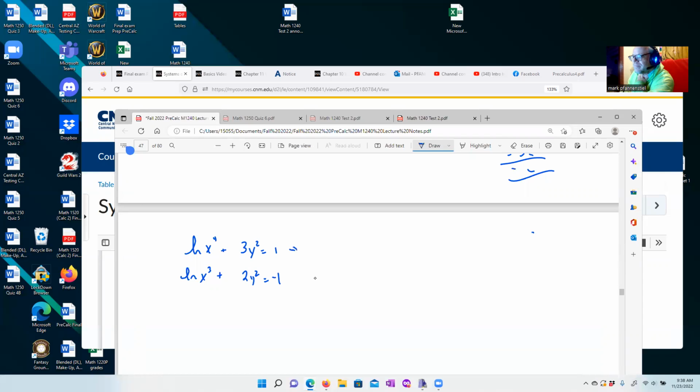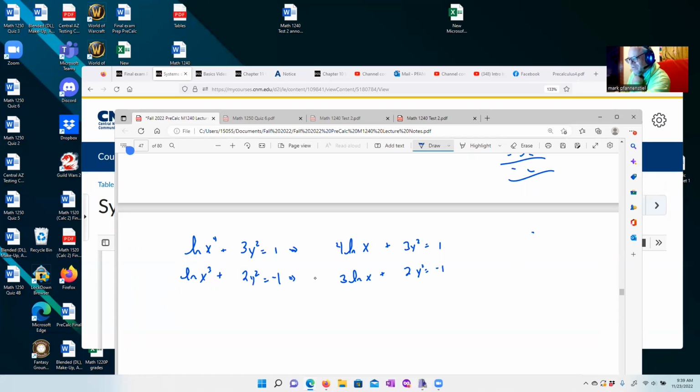So I'll tell you what we're going to do. First off, do you like natural log of x to the fourth? Do you like natural log of x cubed? No. Is there a way we can simplify that? There sure is. We're going to use our rules of logarithms to pull this exponent down to the front. So this is 4 natural log x plus 3y squared equals 1. Same deal: 3 natural log x plus 2y squared equals negative 1.